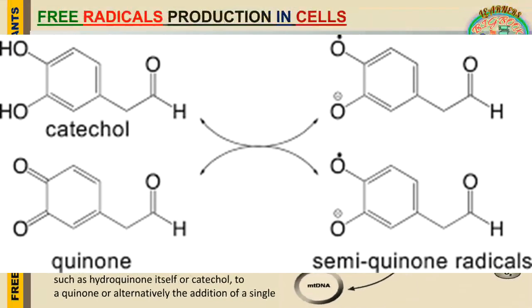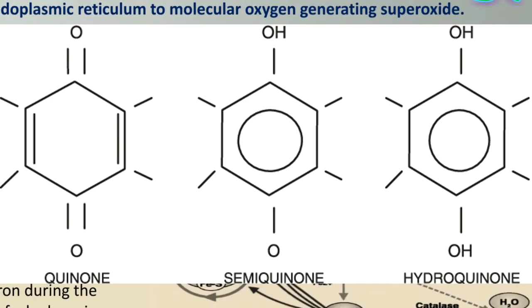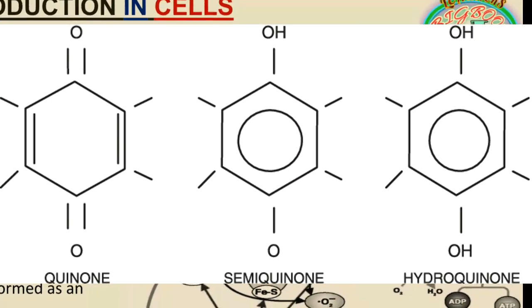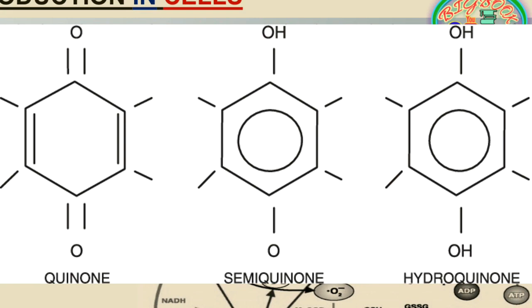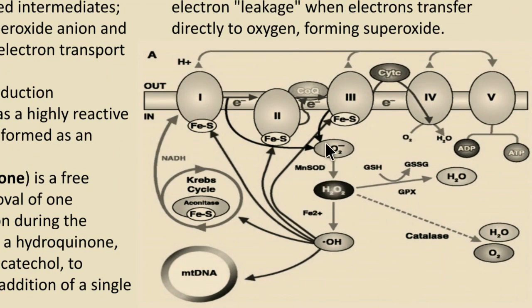Now here, during the metabolic process of the electron transport chain, there are certain byproducts formed. Those byproducts are literally unstable. So what will happen is there will be leakage of the electron, forming oxygen into the superoxide, as we have discussed here.